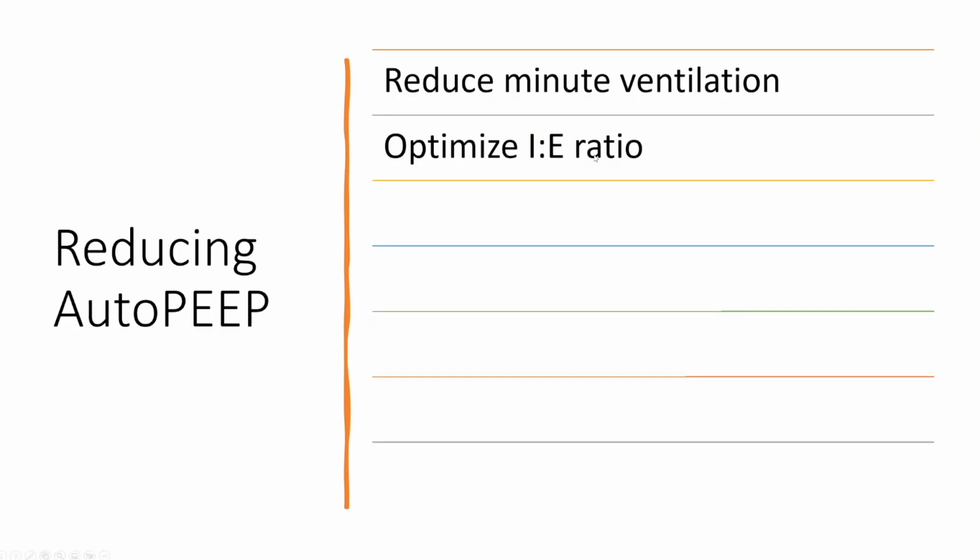Optimizing the I:E ratio plays into what we just discussed about minimizing your tidal volumes and your respiratory rates. If you're in a volume control mode, you can increase your flow rate. If you're on a pressure mode, you can reduce the I time so that you have more time for expiration.